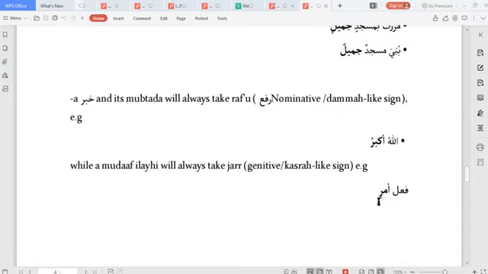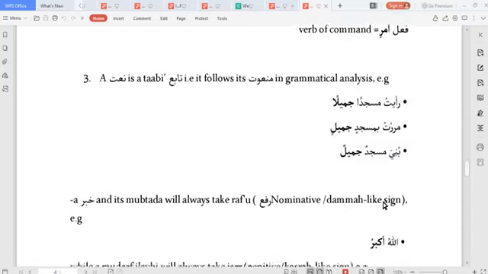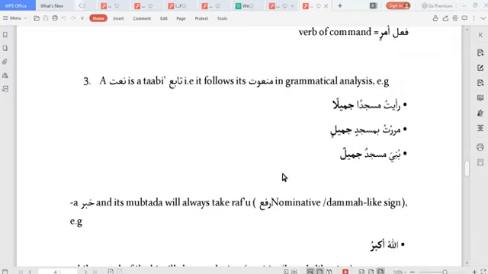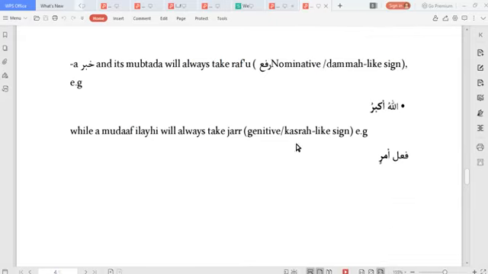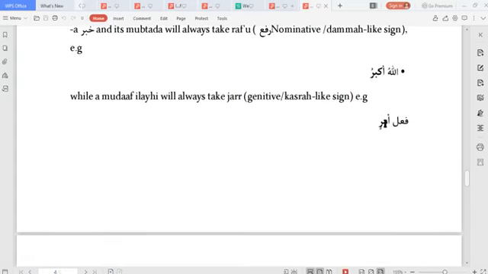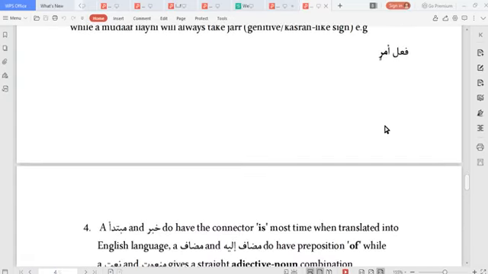But your mudaf ilayh, there is no compromise. It will always take words, it will always take jarr. So what we are saying in point 3 is that your nat will always follow its man'ut in its i'rab, and your man'ut will depend on what the institution it is. Also, your mubtada and khabar will always take raf', while your mudaf ilayh is always majrur, always. That's point 3.